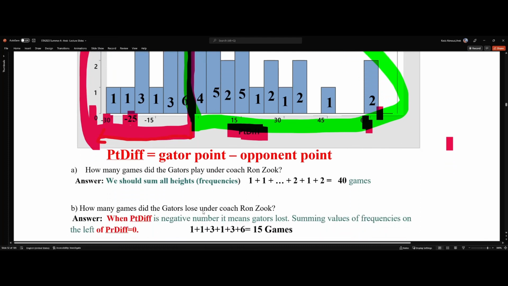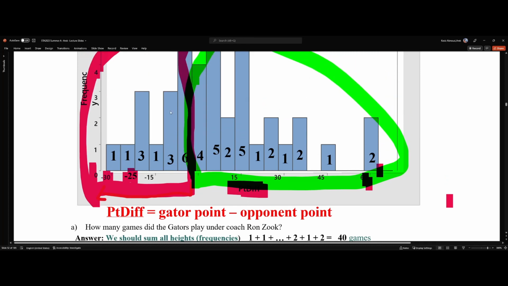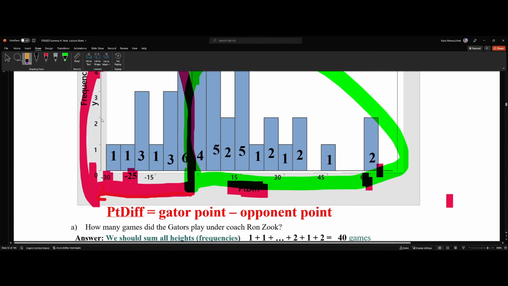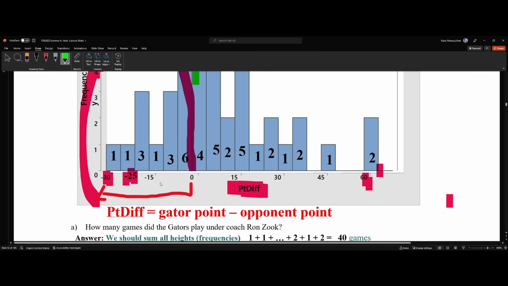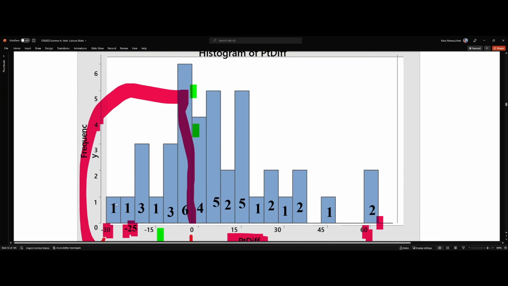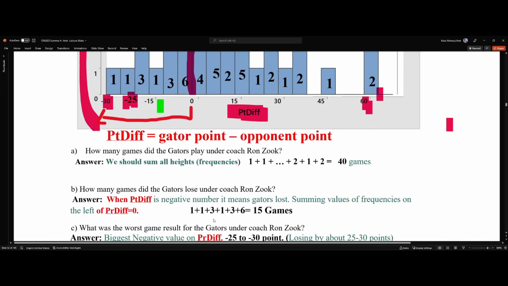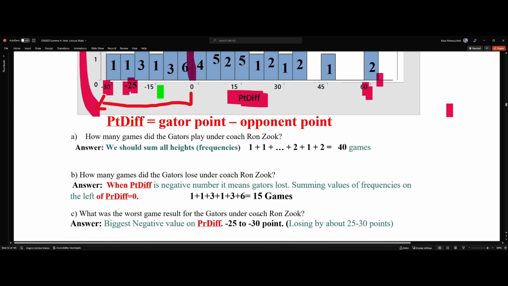How many games did the Gators lose under coach Ron Zook? We lost everything which is less than 0. This is a 0. Everything that is less than 0. So all this, like 6 plus 3 plus 1 plus 3 plus 1 plus 1. So we lost 15 games.